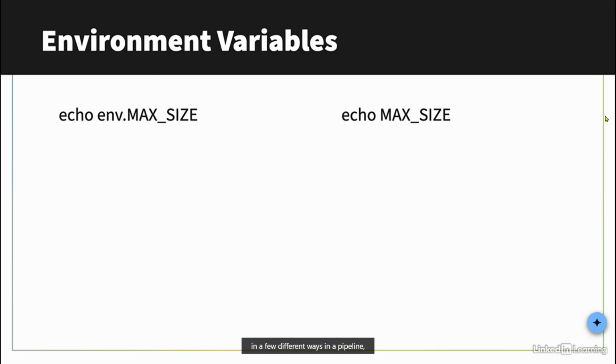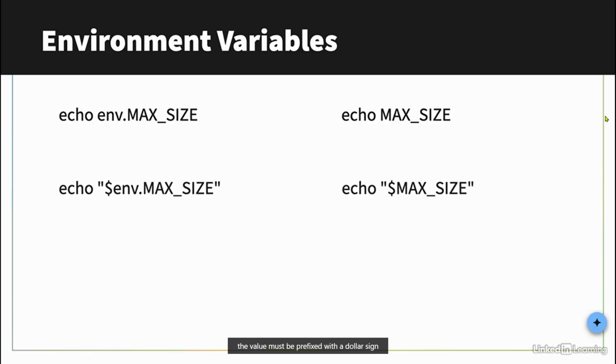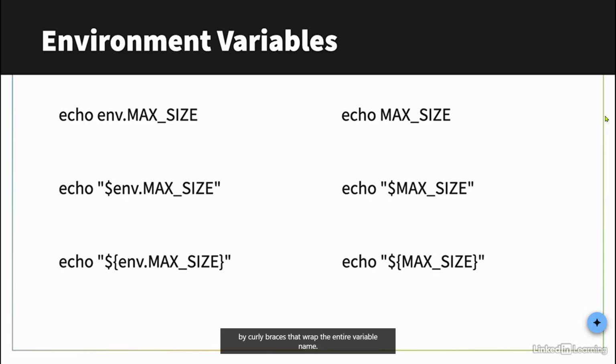Environment variables can be referenced in a few different ways in a pipeline depending on how they're being used. They can be preceded with the keyword env in lowercase letters, followed by a dot, and then the name of the variable. Or they can be referenced by their name. If an environment variable is being used in a string, the value must be prefixed with a $, and optionally, the $ sign can be followed by curly braces that wrap the entire variable name. The style you choose is up to you, but the best practice is to stay consistent throughout a pipeline script.